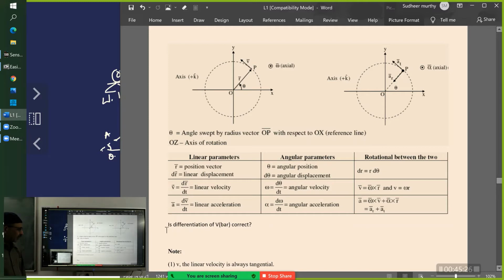Now I have a question to all of you. What is r bar? R bar is a vector in this direction. Can you see? Yes, sir. R bar is a vector in this direction, but it is given here that V bar is dr bar by dt. Is it correct? One person says it is correct. What about others?